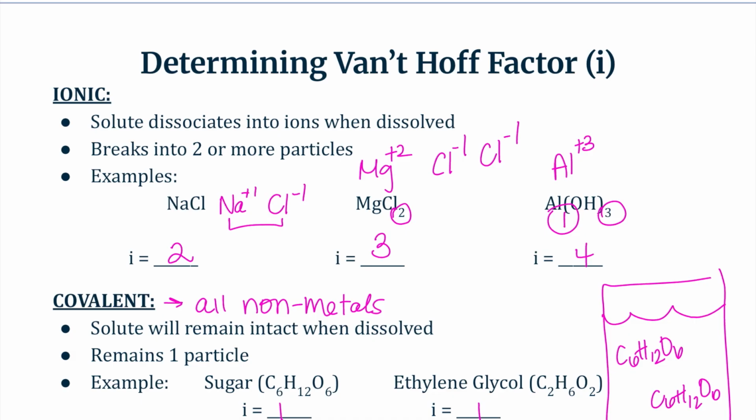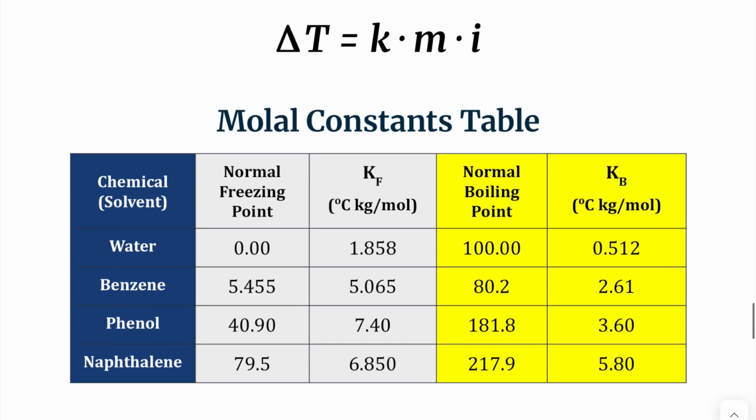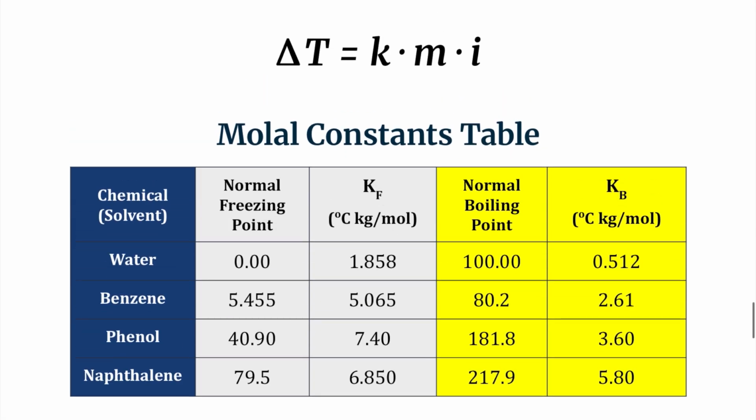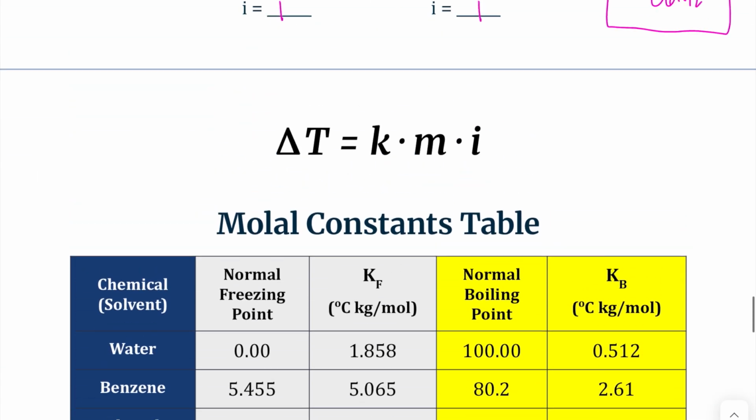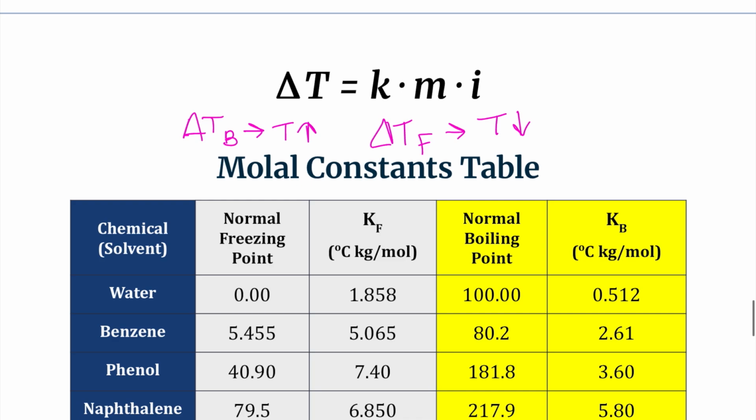All right, so here's our constants table. Here's our formula. They're on your formula sheet as well. So let's go ahead and look at how we can calculate a new freezing or boiling point with that. And we're going to have to look at it: if it is a boiling point problem, that means the temperature is going to go up. If it is a freezing point problem, that means our temperature is going to go down, like that.